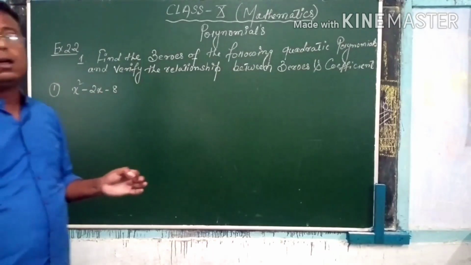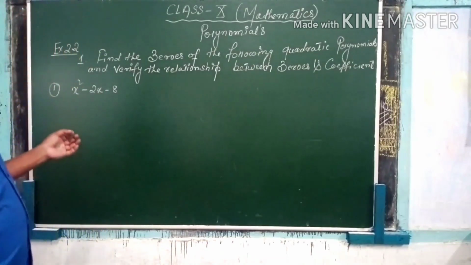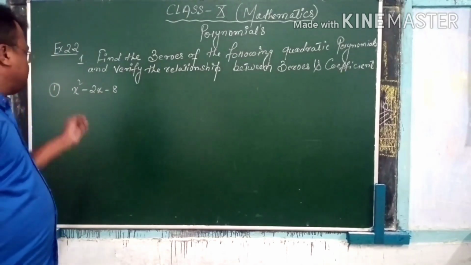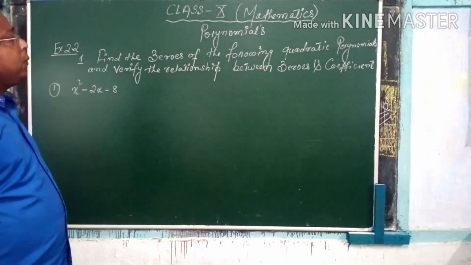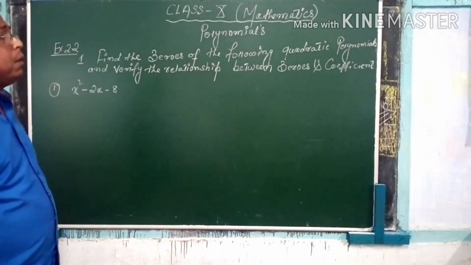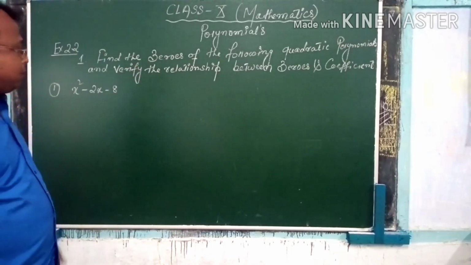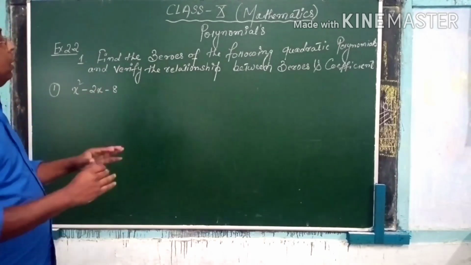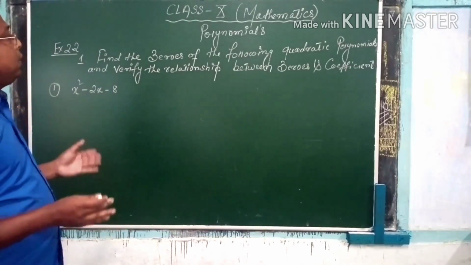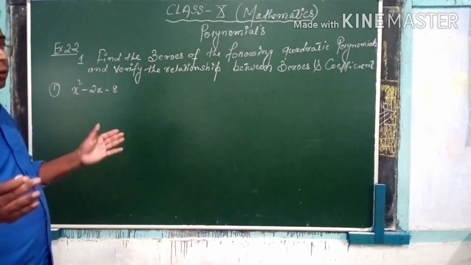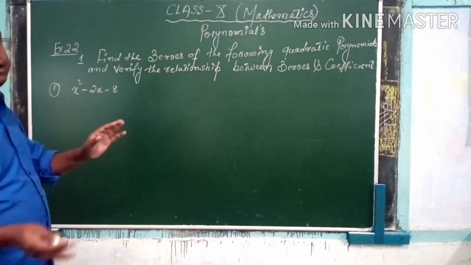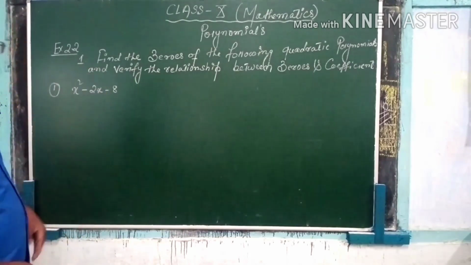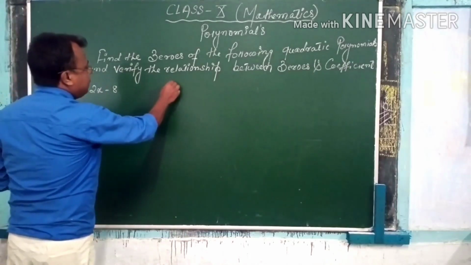So first, what we have to do? We have to find out the zeros of this quadratic polynomial. After that, we have to verify the relationship between the zeros and the coefficient. मतलब zeros निकालेंगे, उसके बाद verify करेंगे और जो relationship था हमारा relationship between zeros and coefficient उसको verify means whether our answer is correct or not. We have to verify it. Okay, so let's try to find the zero of this polynomial.